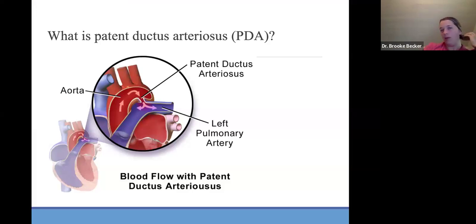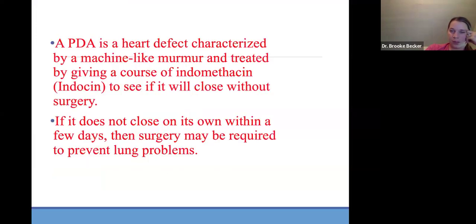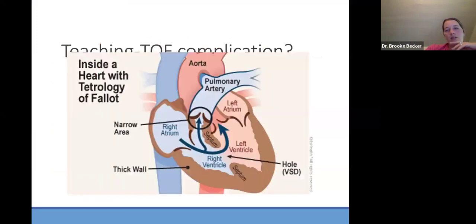Okay, PDA. That is what you need while you're in utero for blood flow, okay? That opening between the aorta and the left pulmonary artery, okay? Machine-like murmur. If you give Indocin or indomethacin, it should close without surgery. However, if it does not close with indomethacin, then surgery is required, okay? Usually closes a few days after birth.